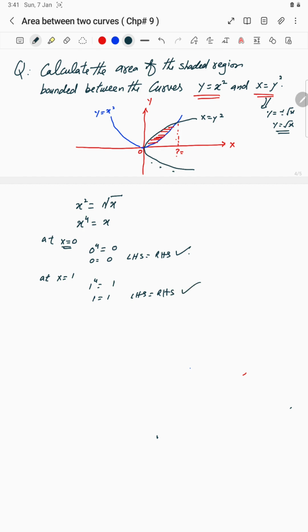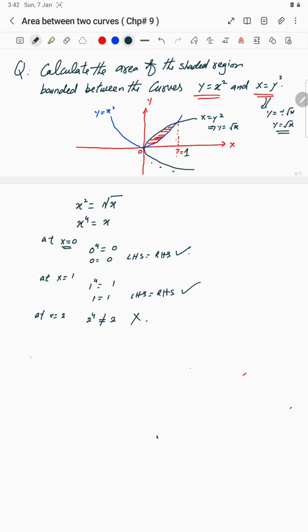So again it's true. But if we take some other value, say 2, at x equal to 2, 2 power 4 is equal to 2. It is not possible. So false. So it means the intersecting points along the x-axis are 0 and 1. So these are the limits of the definite integral. And the above curve here is y equal to square root x. As I told you, we took the positive because it's lying above the x-axis.